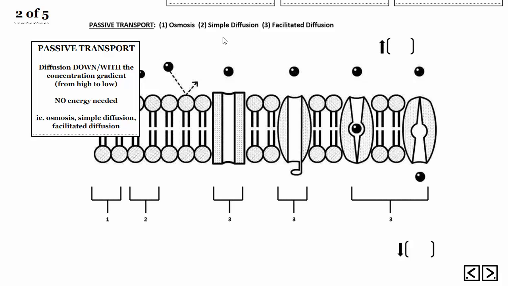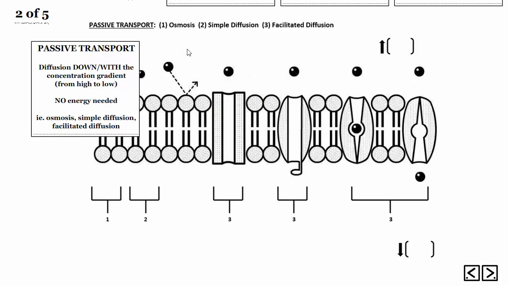So a concentration gradient means a difference in concentration, and we're going to move down the concentration gradient, or with the concentration gradient. In other words, we're going to move from high concentration to low. But keep in mind that just because this says down here, it doesn't mean that we're always moving downwards. We could be moving this way, but if the concentration is high here and low here, it's still called down the concentration gradient. All right?